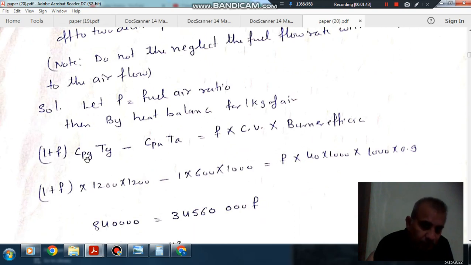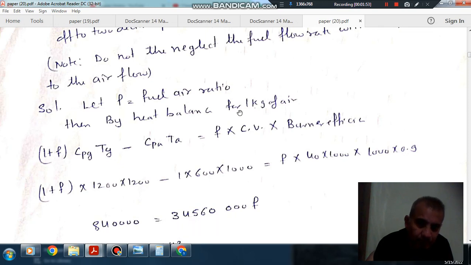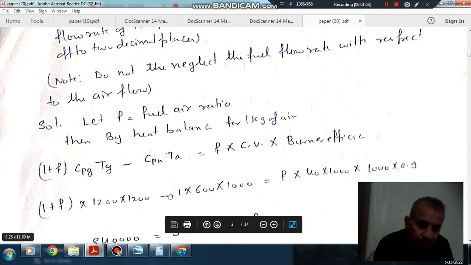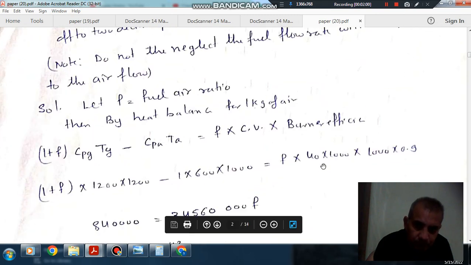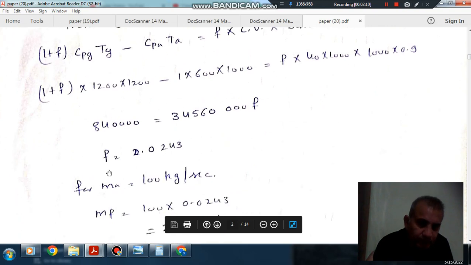So we have all the values. CPG is your 1200, TG is your 1200, CPA is your 1000, TA is your 600, and calorific value is 40 megajoule, so this is in megajoule, so 40,000, and burner efficiency is 0.9. So F comes out as 0.0243. So this is your fuel air ratio.